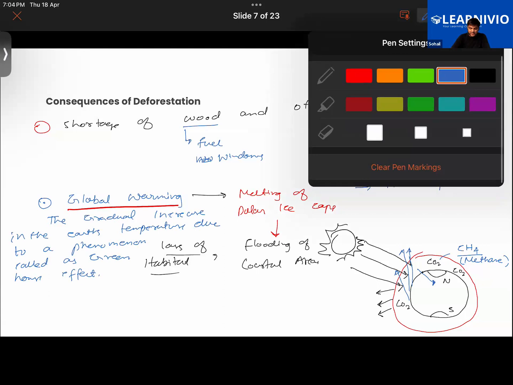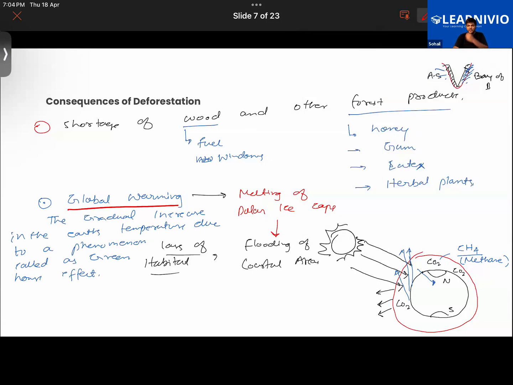After this, we'll be studying about, as you said, like it leads to soil erosion and it makes the soil infertile also. So ultimately, it will lead to desertification.